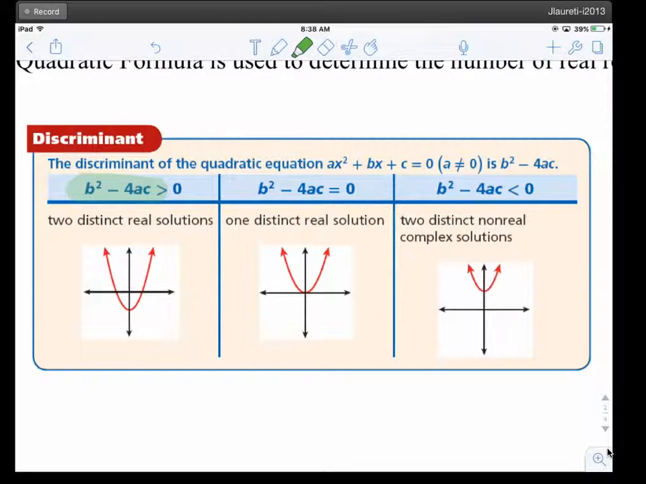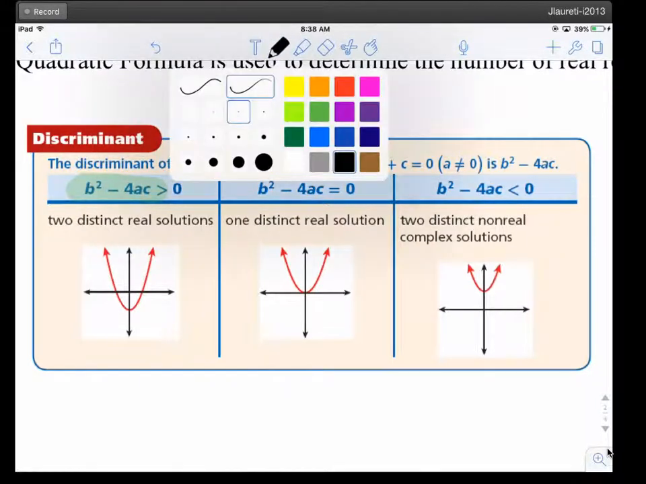And then if you come out to be 0, it's only going to intersect it once. So that would be one real solution. If it's negative, that means it's not going to cross the x-axis at all, and then you have two complex or imaginary solutions. Again, it's part of the square root part of the quadratic formula. So that's why you're getting those different techniques.